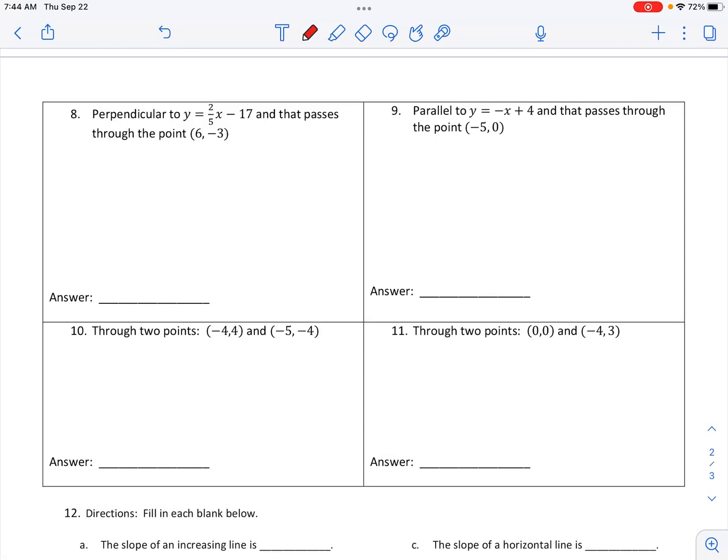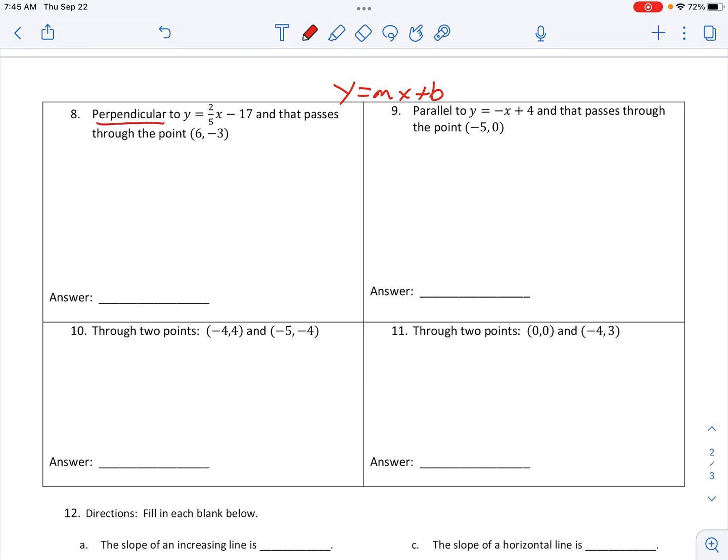Okay, for numbers 8 through 11, we're continuing to write the equation in slope-intercept form. So again, on all these, this is our goal. Gotta have the slope, gotta have the y-intercept. So on number 8, I see my keyword of perpendicular.